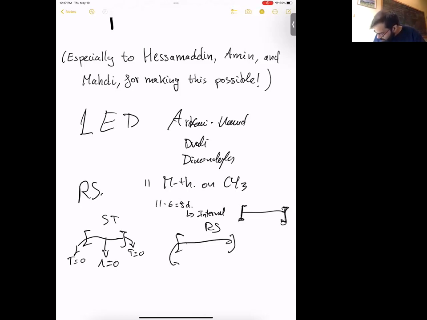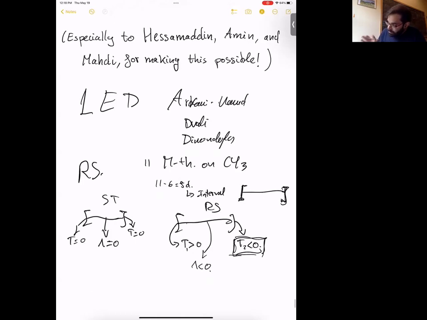And for Randall-Sundrum, the whole point of the warping is that there are two different branes. The tension here, tension 1, is bigger than 0, and tension 2 is lower than 0. Now, we do have branes with negative tension in string theory, like orientifolds, so this is not a problem in itself, but there are only a few of them. And you also need lambda lower than 0 in the Randall-Sundrum scenario.